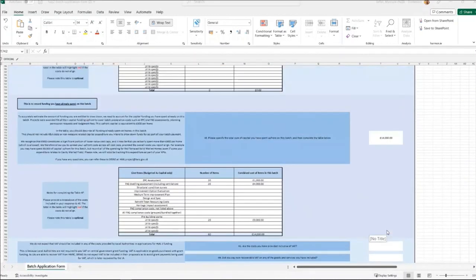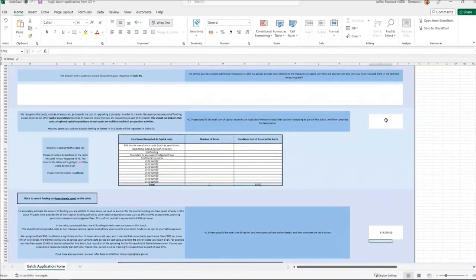Moving on, we know that the additional capital required to make this work at this point in time will total £30,000, and we know that because for our PAS compliance costs, of which there will be 20 properties, this is £9,000 based on the cost that we've already received.